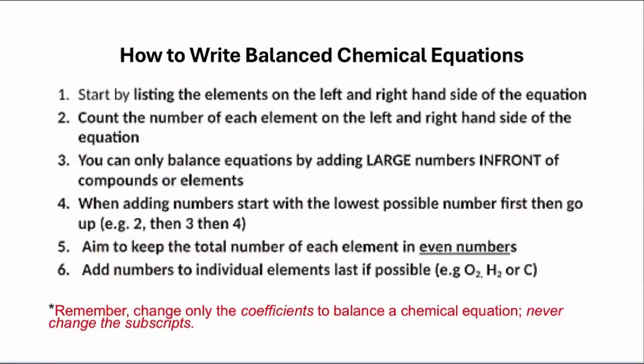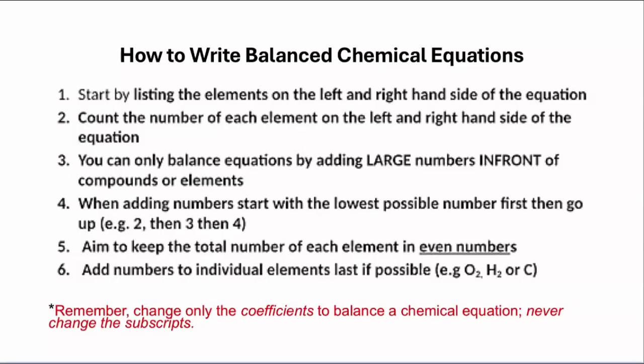Now, how do we write a balanced chemical equation? These steps are just guidelines that will help you when you are doing problems in balancing equations. Number 1, start by listing the elements on the left and the right hand side of the equation, meaning the reactant or reactants and the products.